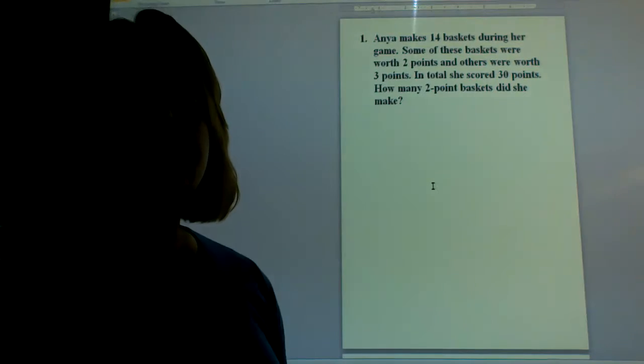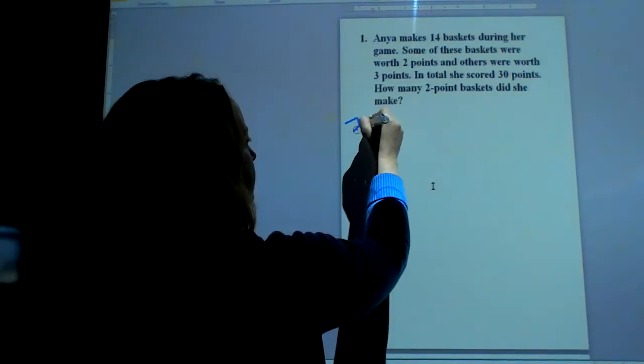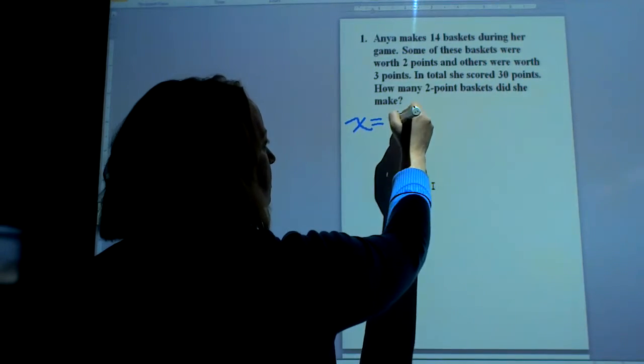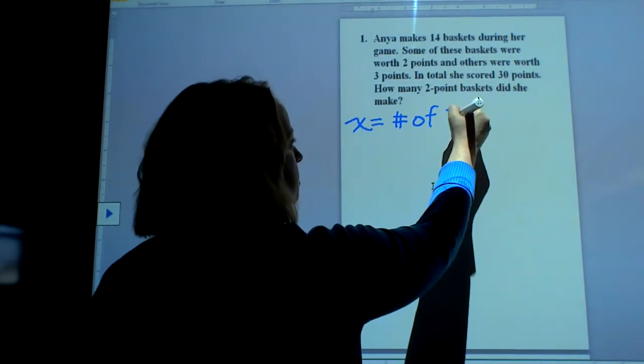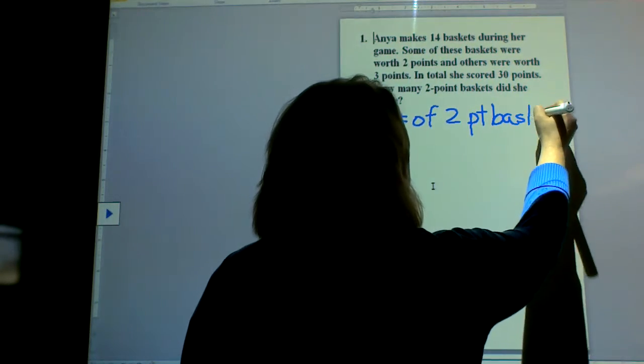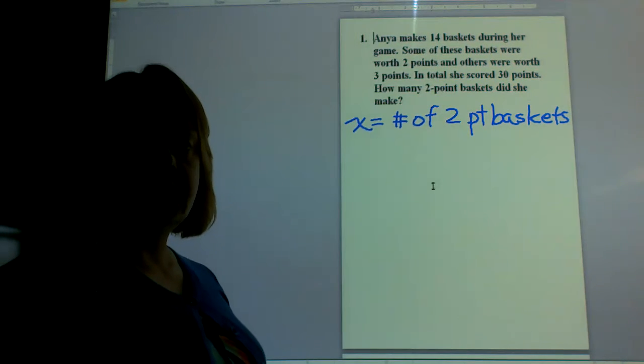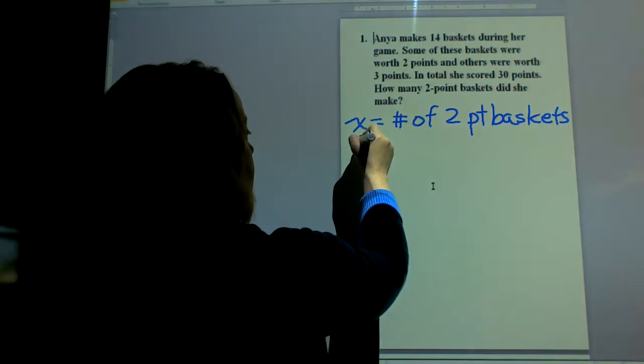So the first thing we're going to do is define our variables. And so x is going to equal the number of 2-point baskets. And then y will equal the number of 3-point baskets.